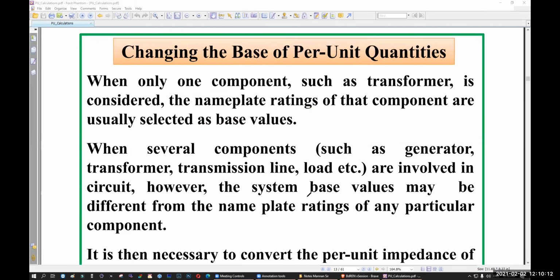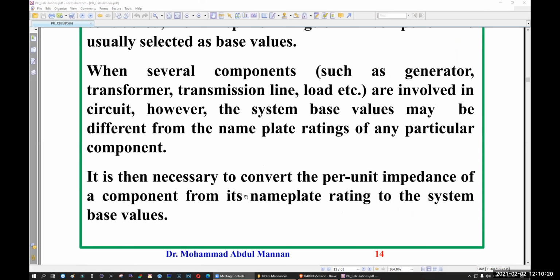The system base value may be different from the nameplate rating of any particular component. It is then necessary to convert the per unit impedance of a component from its nameplate rating to the system base value. Whatever per unit impedance is given for a particular component, if the base is not the same as that component's, then you have to convert it according to the system base value. System base value means whatever value you are taking as your base, generally the generator's.